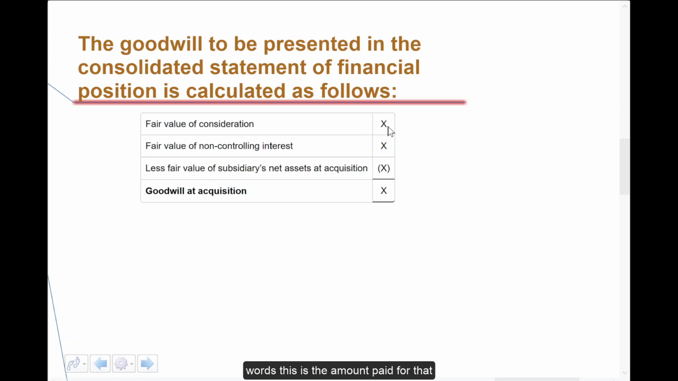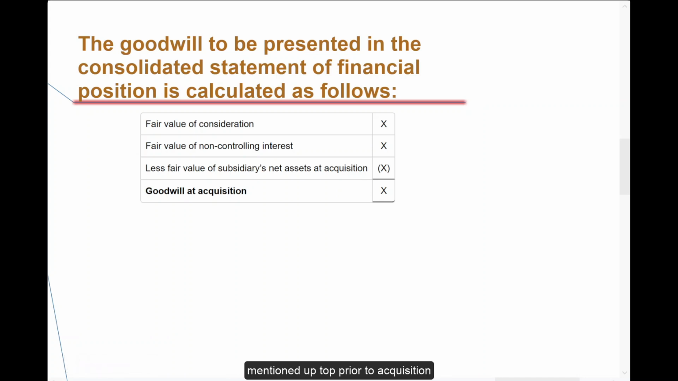In other words, this is the amount paid for that investment of, let's say, 80%. Now, note that we have to add in the fair value of non-controlling interest because we haven't bought the non-controlling interest. They still own 20%. So if you will, that might be 80%, this might be 20%. And note, in order to calculate goodwill, we take off the fair value of the subsidiary's net assets at acquisition. Why do we do that?